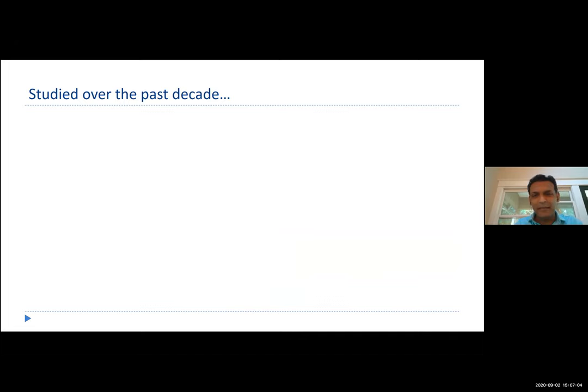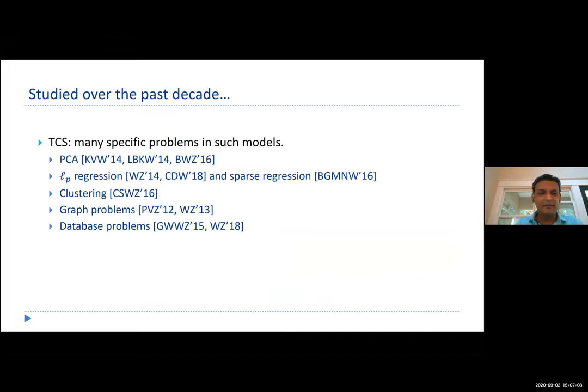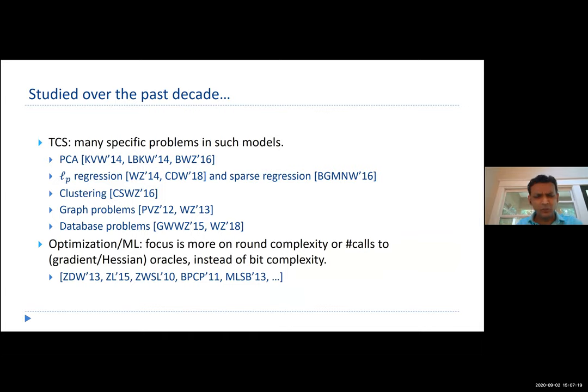Okay, so many problems have been studied in this model over the past decade, especially in theoretical computer science: principal component analysis, regression, clustering, various graph problems, database problems, etc. And it's also been studied in the machine learning and operations research optimization community, where the focus is more on the number of rounds of communication or the number of calls to various oracles as opposed to bit complexity.